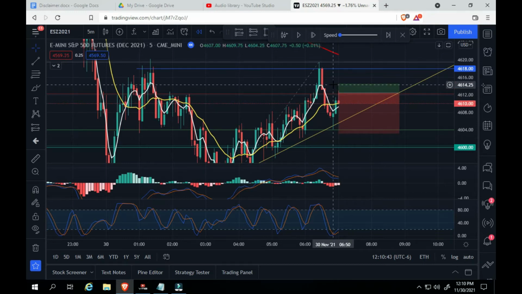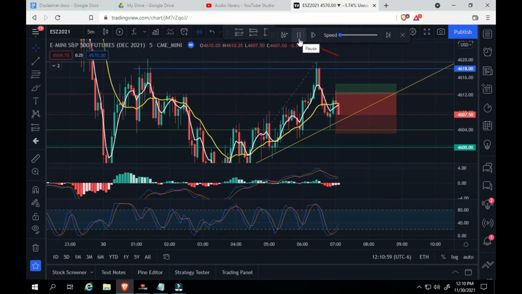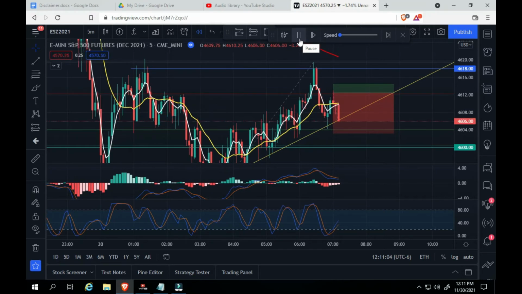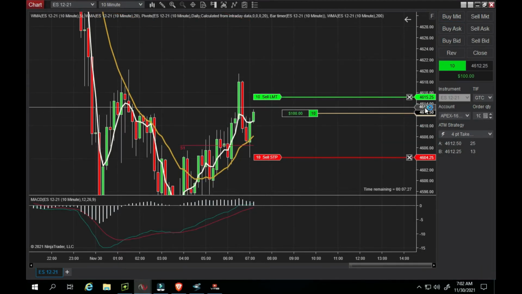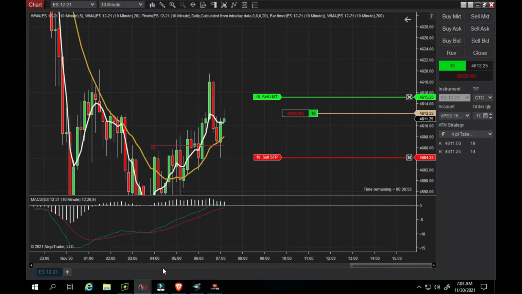Now, where I messed up was I entered too early. I should have waited until this candle closed, because see what happens here. As soon as I make the entry, the price fell, and then it kept falling, right? Now, I'm going to stop here, and then I'm going to go back to the NinjaTrader video here.